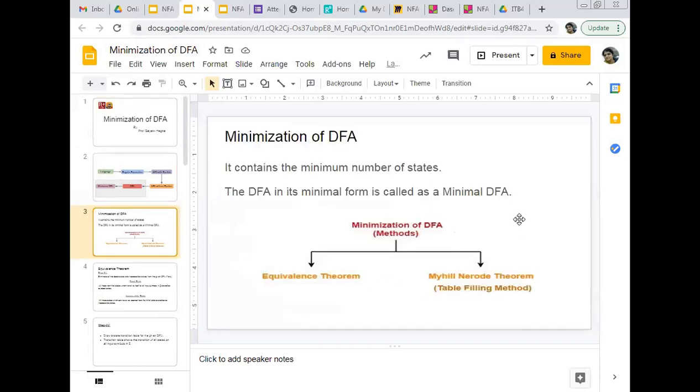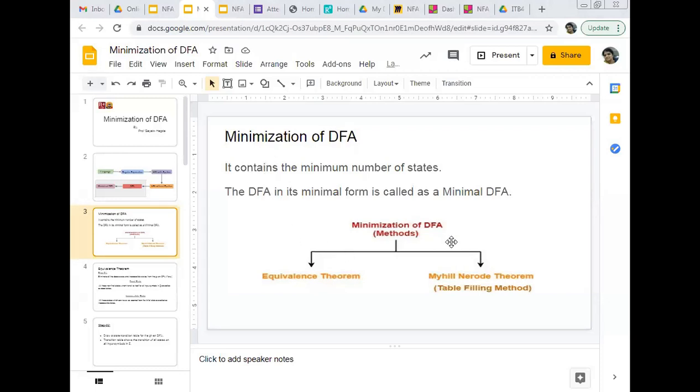Okay. So you have to listen to this carefully. Okay. So while minimization, there are a few constraints that we have to keep in mind. Okay. So that we'll see. Minimization of DFA.